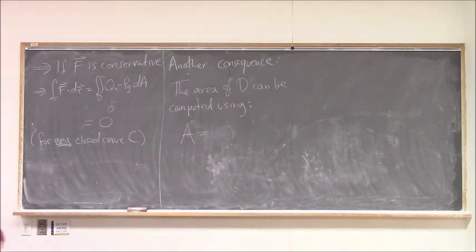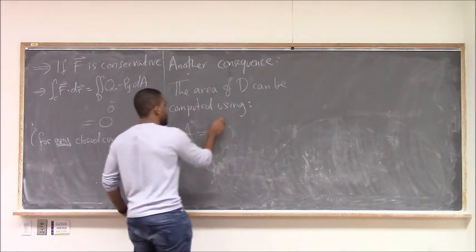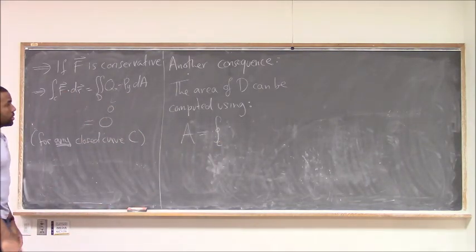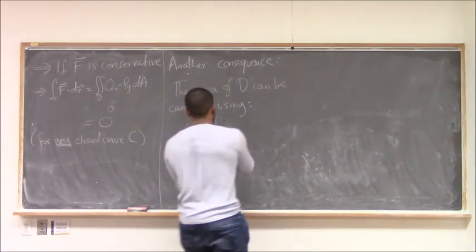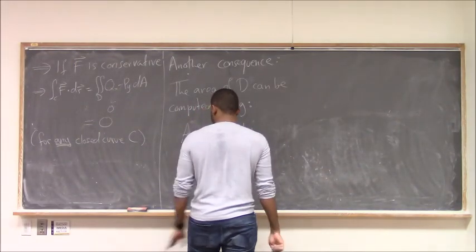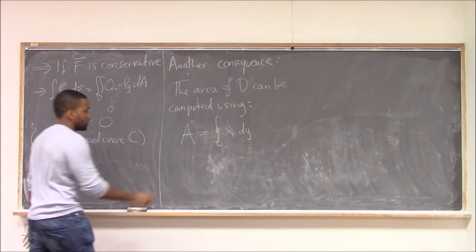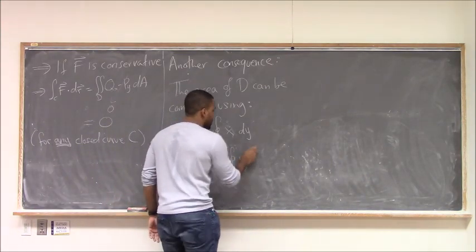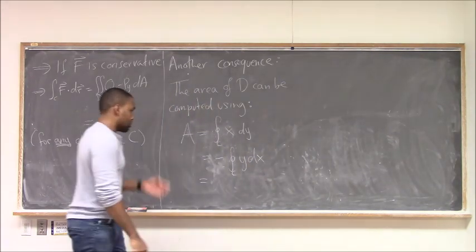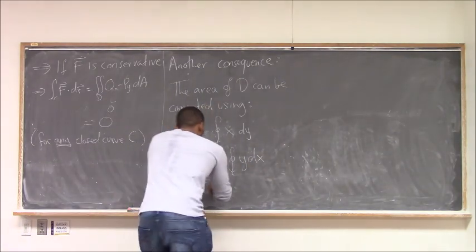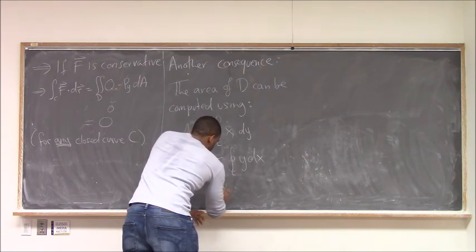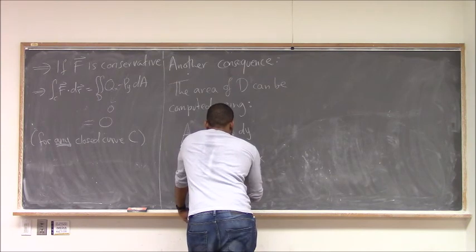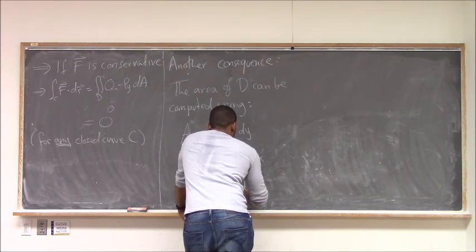So one way to find the area of D, you can actually take the line integral along C, and I'm still assuming that C is the boundary of D here, of x dy. You can also take the negative integral along C of y dx. You can also take 1/2 times the line integral around C of minus y dx plus x dy.